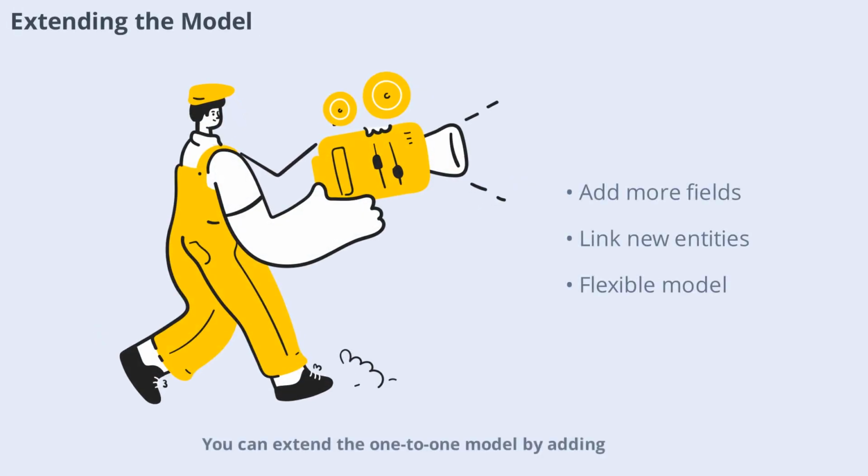You can extend the one-to-one model by adding more fields or entities as your application grows. For example, you might add a settings table linked to the user or additional details in the profile. The flexibility of JPA makes it easy to evolve your data model without major changes.